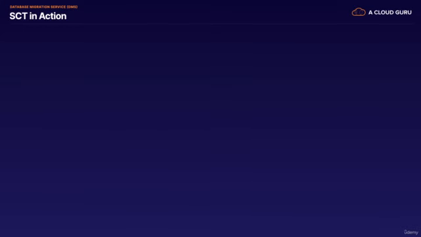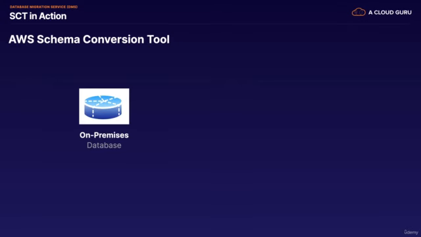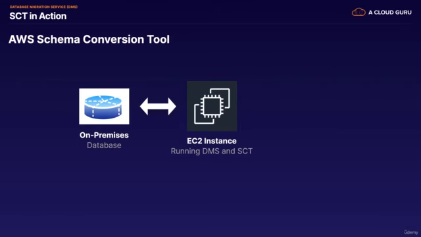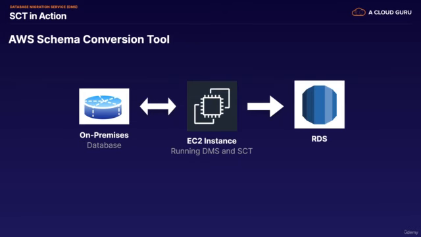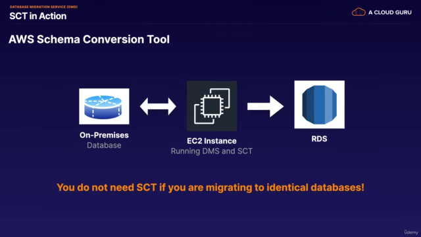What we need for heterogeneous migrations is the AWS Schema Conversion Tool. So we've got our on-premise database, which might be Oracle. We've got our EC2 instance that's running DMS and SCT, the Schema Conversion Tool. And then we might be migrating to Amazon Aurora. So we're migrating our Oracle database to Amazon Aurora. You will need the AWS Schema Conversion Tool if you're doing a heterogeneous migration. You do not need SCT if you're migrating to identical databases. So if you're migrating from Oracle to Oracle, you won't need SCT.